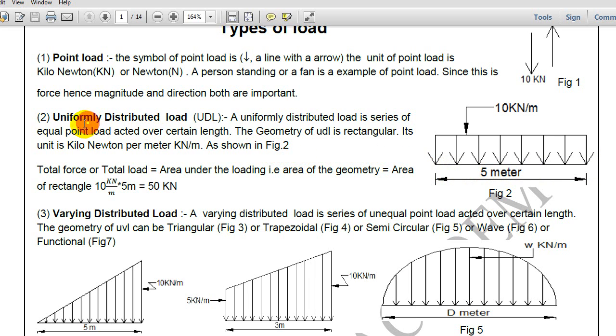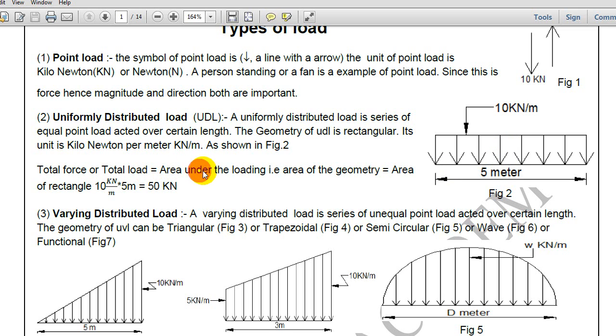So whenever there is a uniformly distributed load, the geometry of the UDL is a rectangle. Its unit will be kilonewton per meter, and the height shows this kilonewton per meter, and this is the length. So what is the area of this rectangle? The area of the rectangle will be 10 into 5, height into length, and that is the total load which is acting downward.